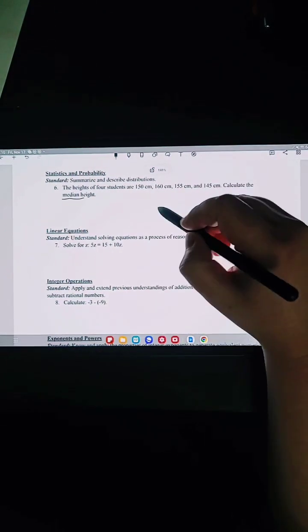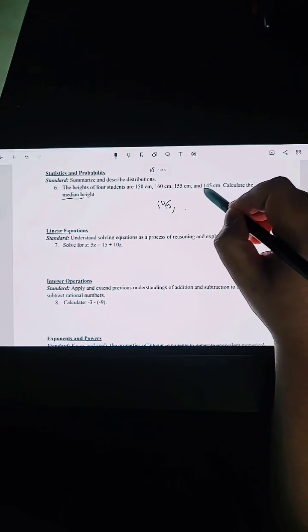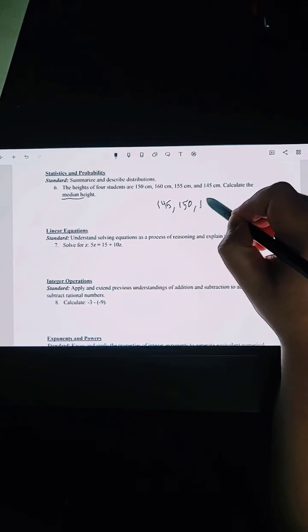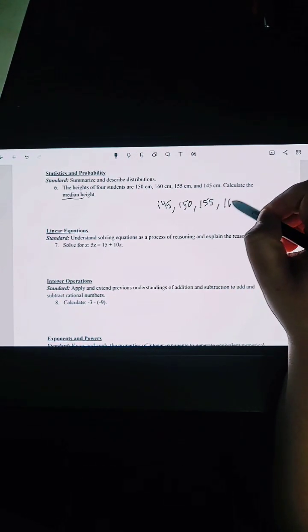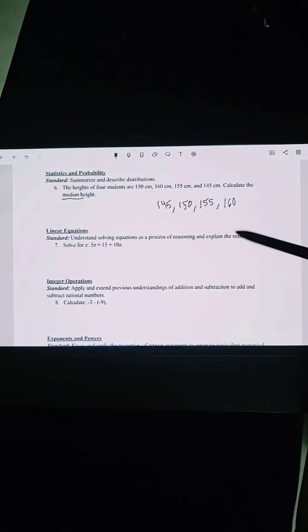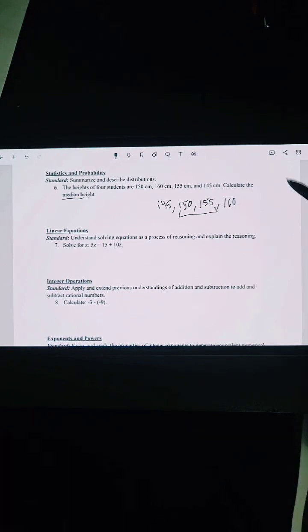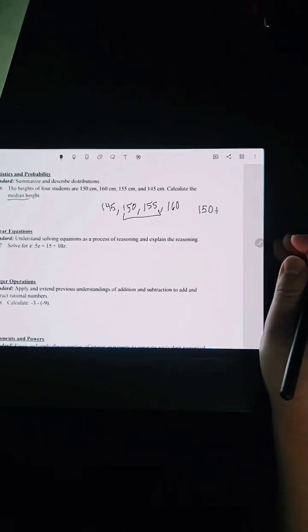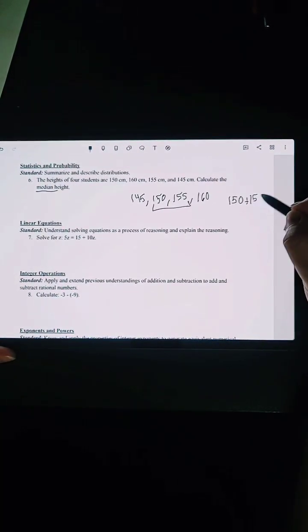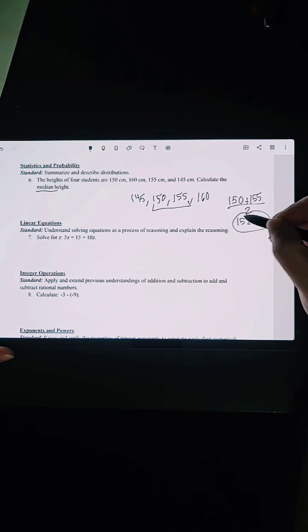So if I order these from least to greatest, it would be 145 goes first, 150 goes next, 155, and then 160. Now I'm looking for the middle number. Well, there's actually 2 middle numbers here. When that happens, you can't just pick one of them. You actually have to find the average of the 2 middle numbers. So I need to do 150 plus 155 divided by 2 to find the average of those. So that would be 152.5 centimeters for the median.